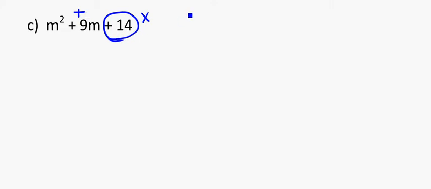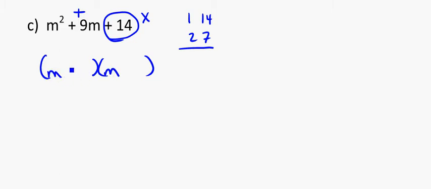So things that times to 14 would be 1 and 14, or 2 and 7. And if I look at that list, which of those will actually combine to give me the 9? And that's right there, the 2 and 7. So I'm going to put brackets with m's in front, and I'm going to have a plus 2 and a plus 7. And I'll double check that. Plus 2 times plus 7 will give me a positive 14, and plus 2 plus 7 will give me a positive 9. So I know I haven't done the right thing.